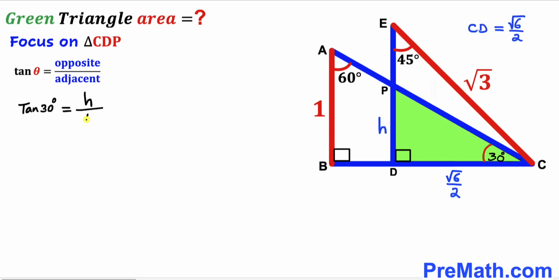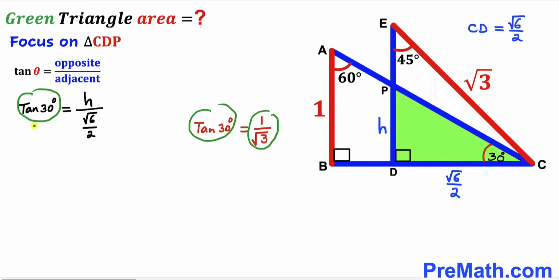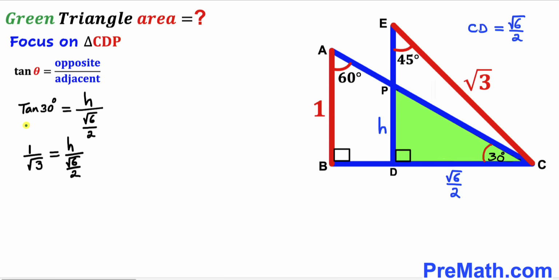And now we know that our tangent of 30 degrees value is 1 divided by square root of 3. So therefore I'm going to substitute that value 1 divided by square root of 3 over here. And now we are going to cross multiply. So therefore we could write our height h is going to be equal to square root of 6 divided by 2 times 1 divided by the square root of 3.